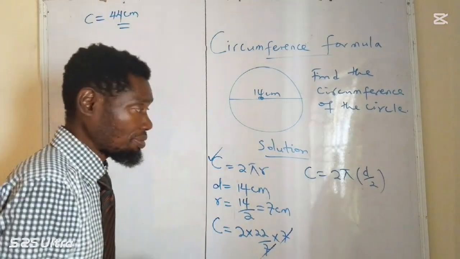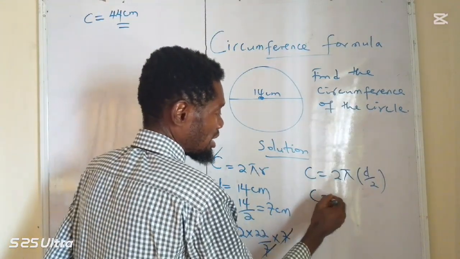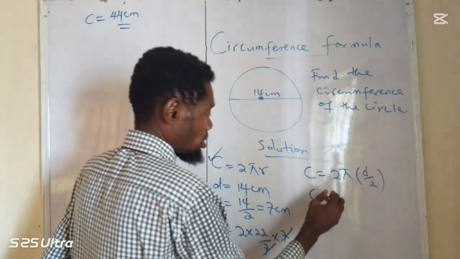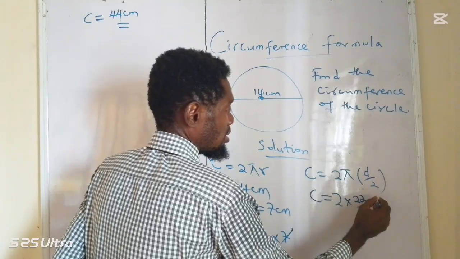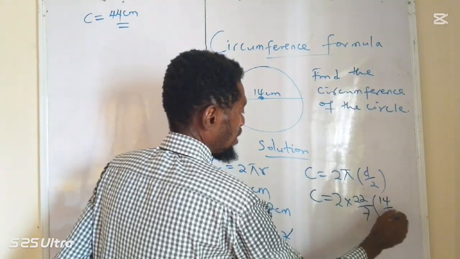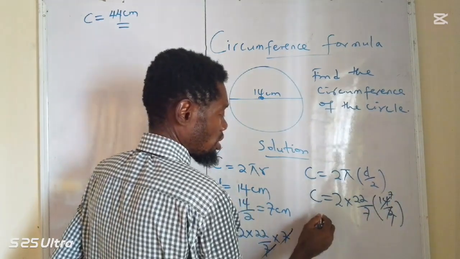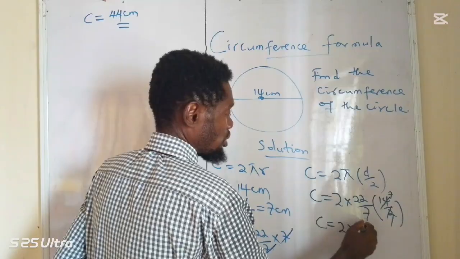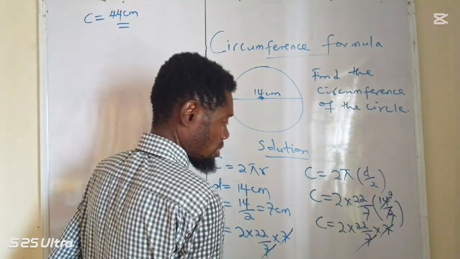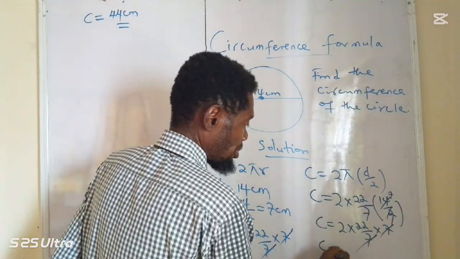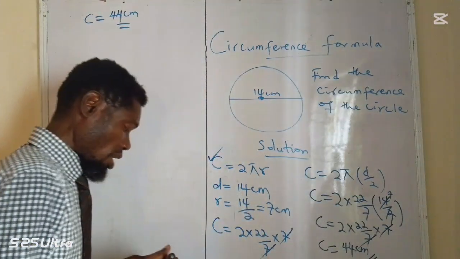Now to use the second formula, it is still the idea of substitution. We're going to put the values in the formula. We have 2 times 22 over 7 into 14 over 2. The 2 cancels the 2, which gives us 7. So what is left is C is equal to 2 times 22 over 7 times 7. You can see that 7 cancels out 7, and our C will be equal to 2 times 22, which is 44 centimeters. The two give us the same answer.